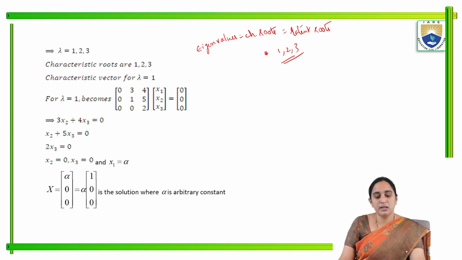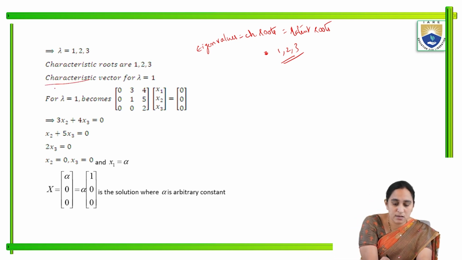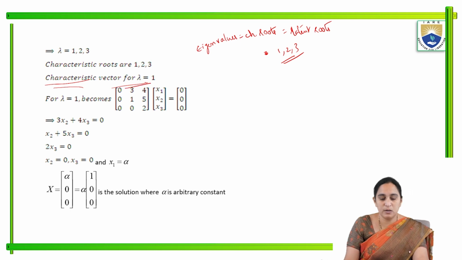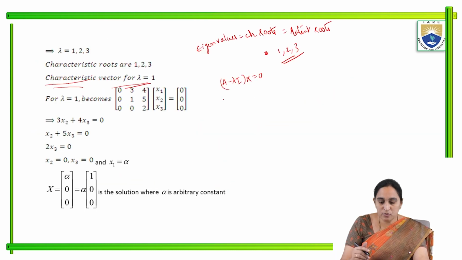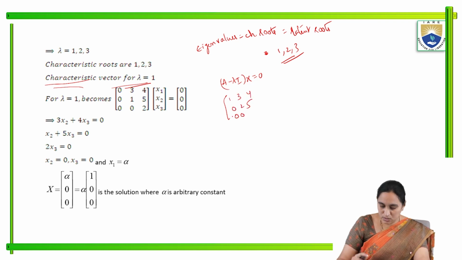How are we finding eigenvectors? Here, the characteristic vector for the first case. This is the first case, lambda is equal to 1. For that case, what about the formula? A minus lambda I into x is equal to 0. That means, what about A there? A is 1, 3, 4, 0, 2, 5 and 0, 0, 3, minus lambda into 1, 0, 0, 0, 1, 0, 0, 0, 1.